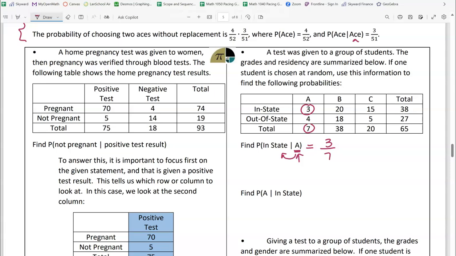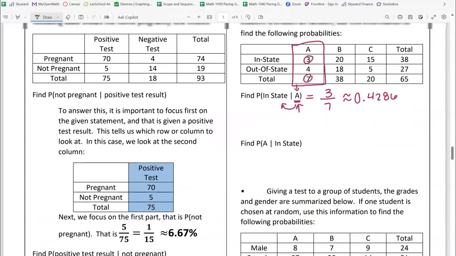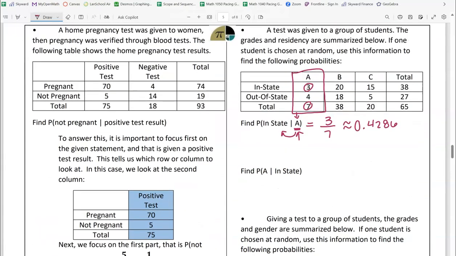The other way to think about it, you get the same thing, it's kind of similar. You can think about, given that we know they got an A, we're only looking at our A's. We want to find the probability that one of them is in state, so that would be our 3 out of 7. That's just another way to think about it that's a teeny bit different, but kind of the same. So 3 out of 7 is not going to simplify. So let's find our decimal. 4286.